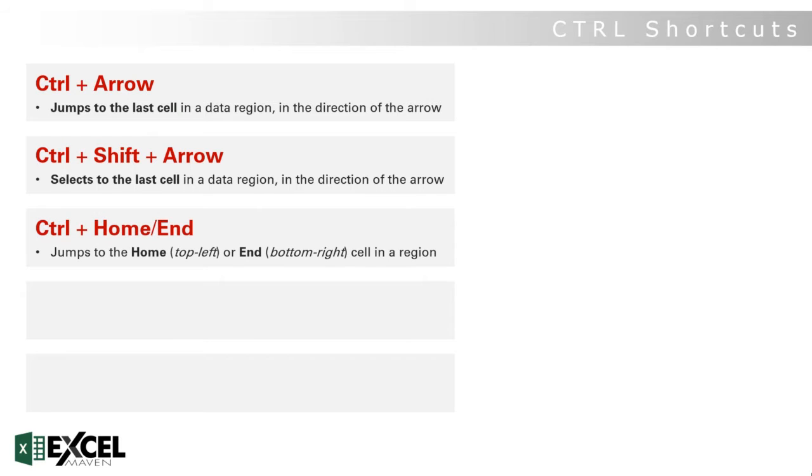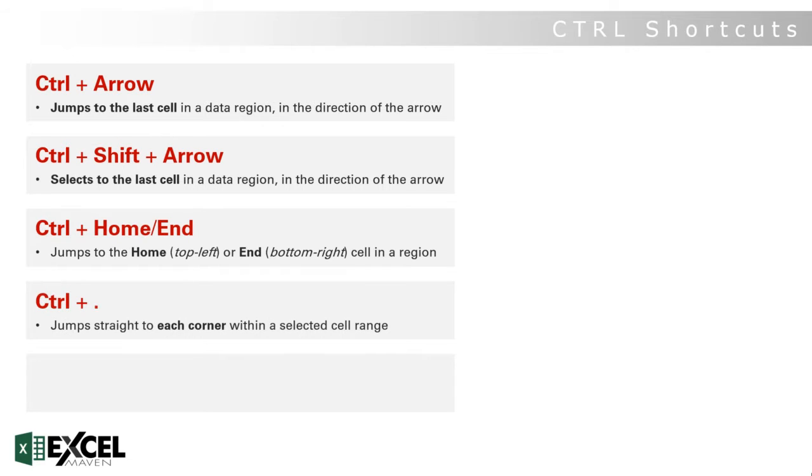Now, Control Home and End will behave in a very similar way, except it will jump straight to the home cell, which is the top left corner, or the end cell, which is the bottom right cell in a region. And just like Control Arrow, holding Shift will create a selection at the same time.